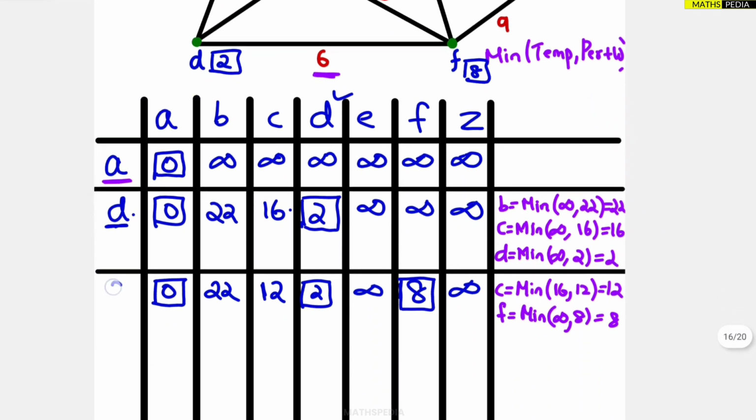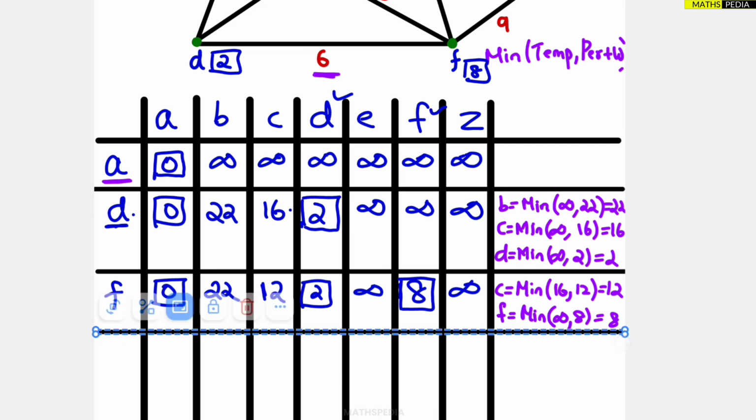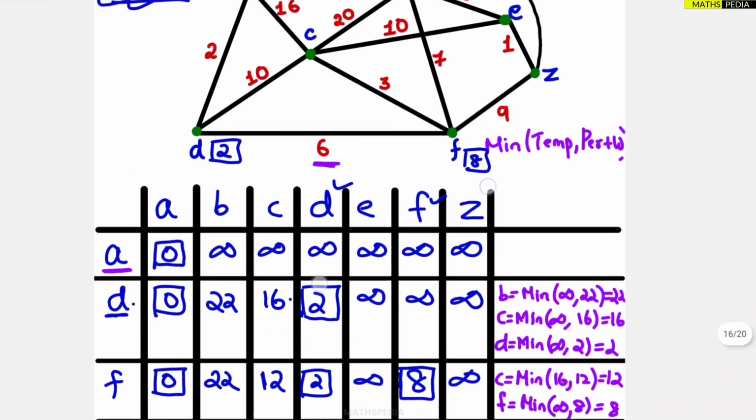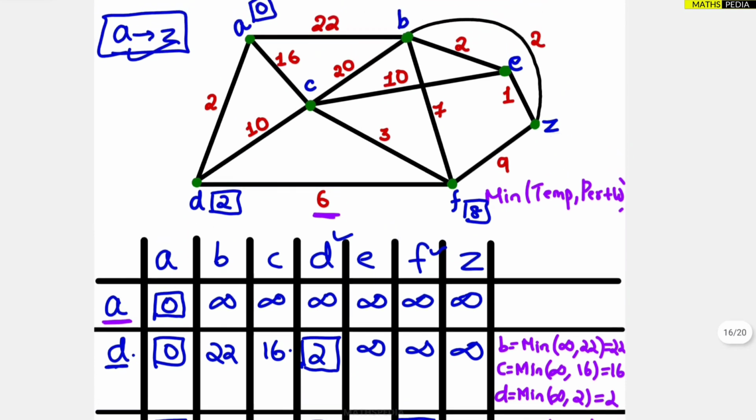So beside this also F comes. This belongs to F. For the next calculation, remember you have to take 8 in place of the permanent label. Now with respect to F, we have to calculate. F is connected to what all vertices? Z, it is connected to C, B.